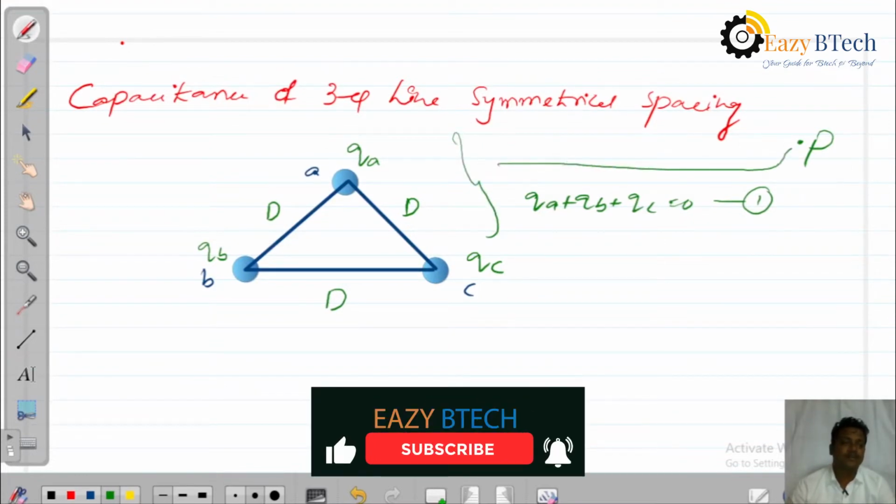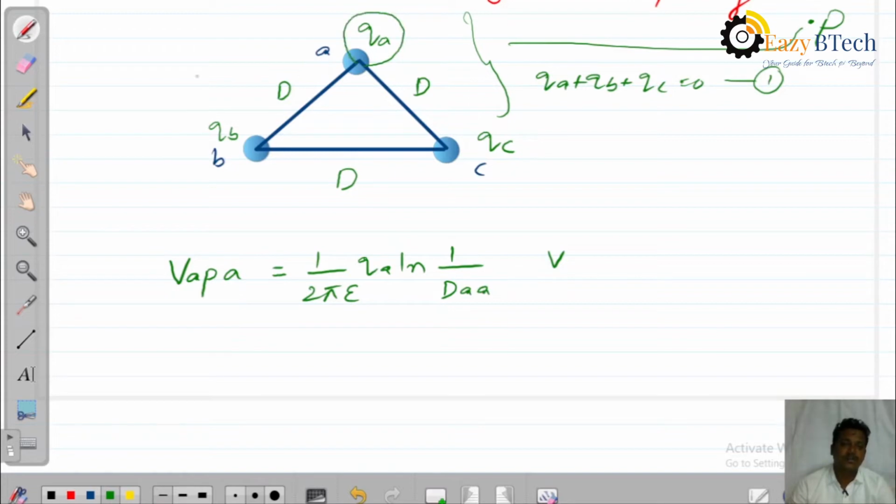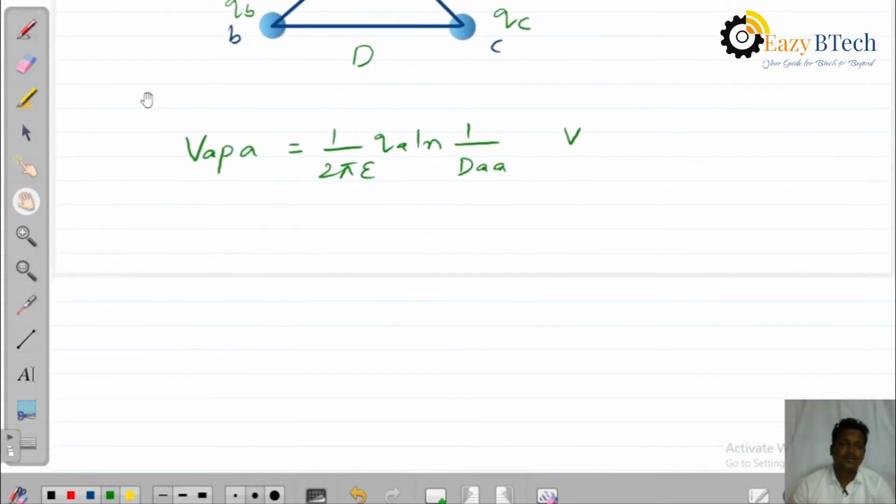Here I am calculating capacitance. The potential difference between A and P due to the charge of A, QA, is 1 by 2 pi epsilon QA ln 1 by DAA. What is the self distance from A to A? For capacitance calculation, it is r. Therefore, VAP due to QA equals 1 by 2 pi epsilon QA ln 1 by r.